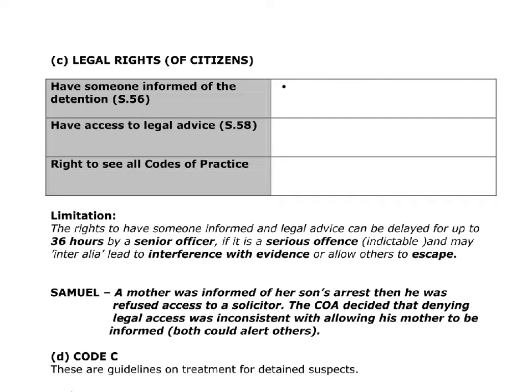You also need to have access to legal advice. So this is under section 58 of PACE. So now with this, it's either your own solicitor, if you have a solicitor that you fund, or a duty solicitor, which is free, provided by the government. So it depends on your situation, really. If your family has a solicitor that you always use, you might want to use them. Otherwise, you just have access to a duty solicitor.